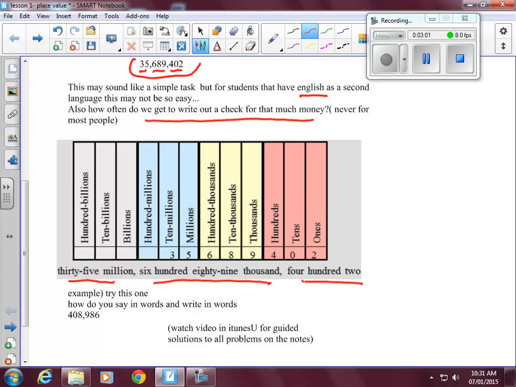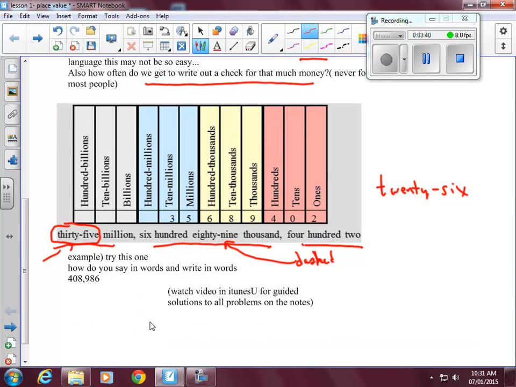35,689,402. Things that I want you to take note of. Notice 89 is dashed. There's a dash, right? Notice 35 is dashed. So basically when you have a two-digit number in between 20 and 100 that's not a multiple of 10, you're going to dash it. So for example, if I told you to write 26, it'd be twenty-six, okay? So let's practice.